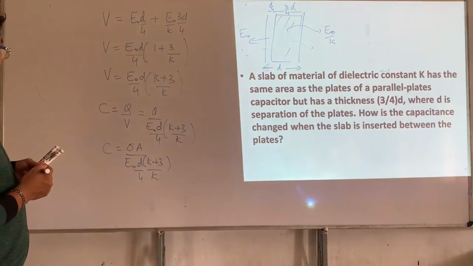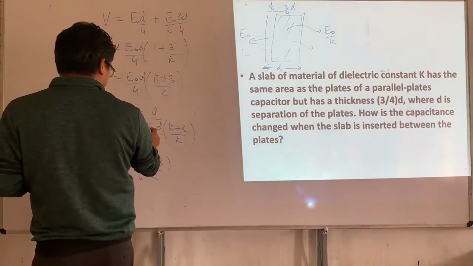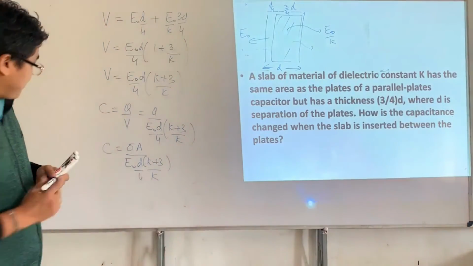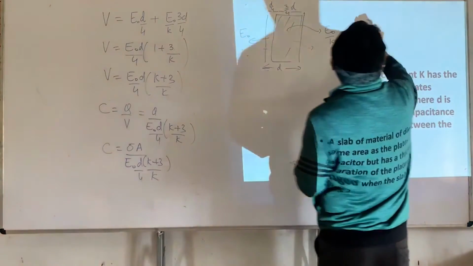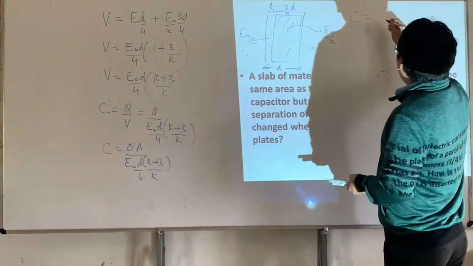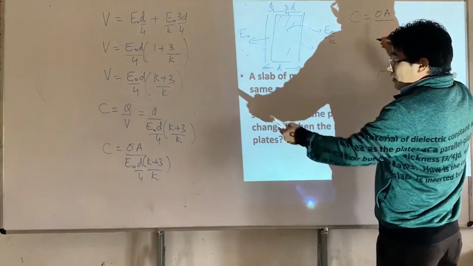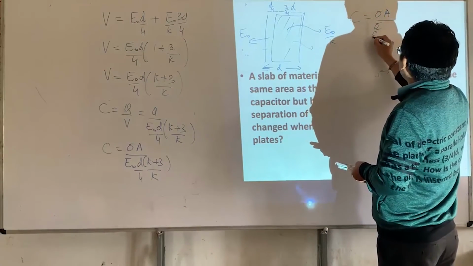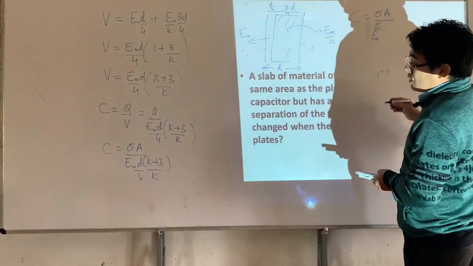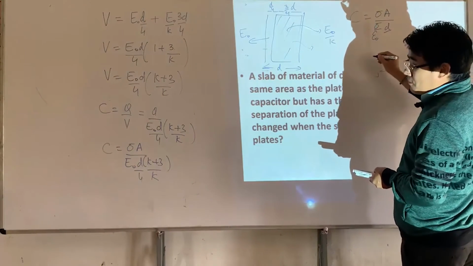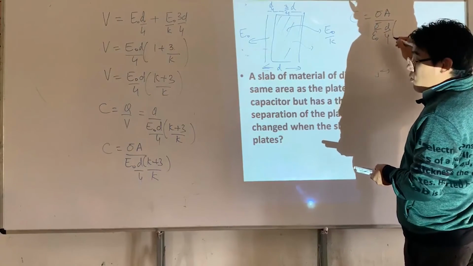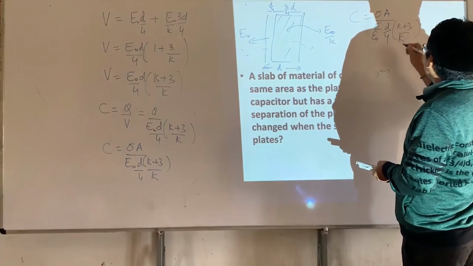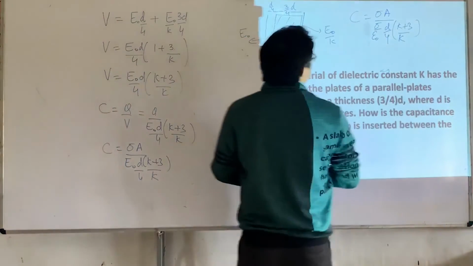I can even do it like this, right? This is the charge and this is the electric field. I can substitute the value of the electric field also. If I substitute it, the electric field is equal to sigma divided by epsilon naught, and then d divided by 4K plus 3 divided by K. This is what I have.